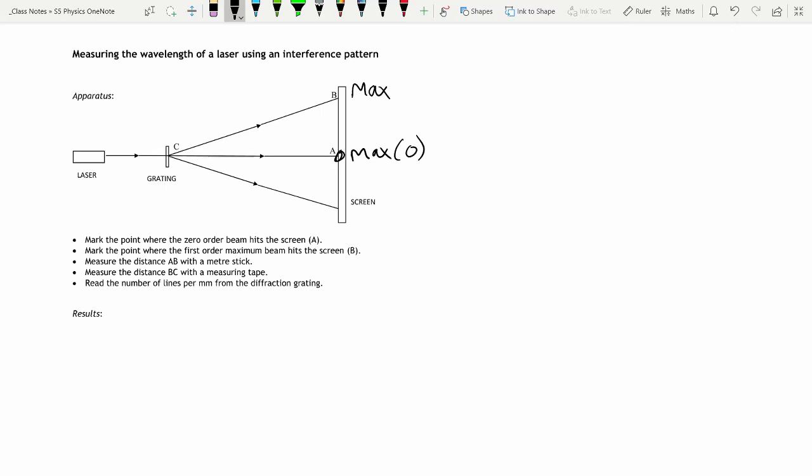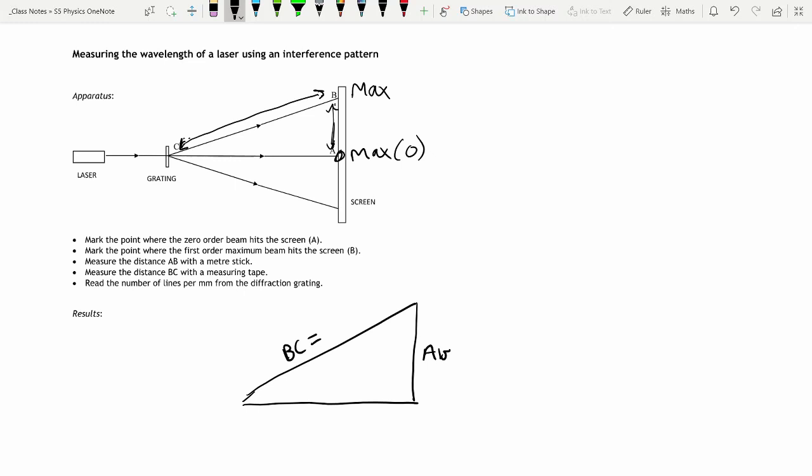Then you need to measure the distance AB using a meter stick. Then measure the distance BC using a meter stick, or a measuring tape, depending on how big it is. And read the number of lines per millimeter from the diffraction grating. So what you would get is a triangle where that would be BC that you've measured, and that would be AB that you've measured.